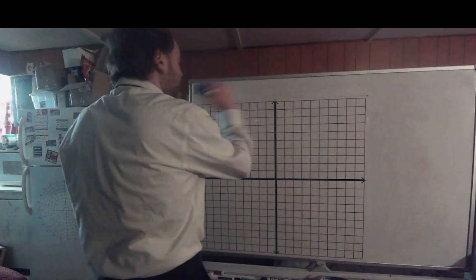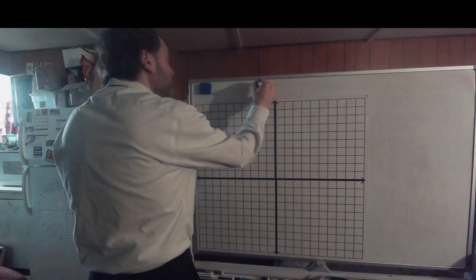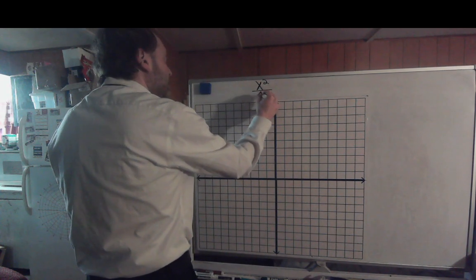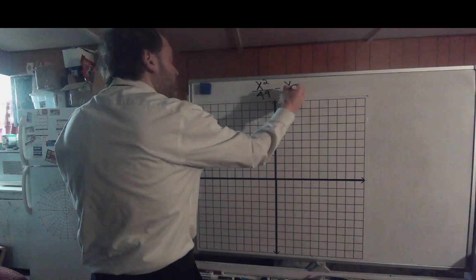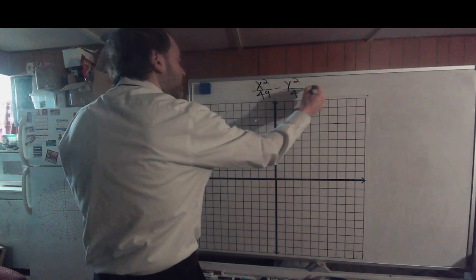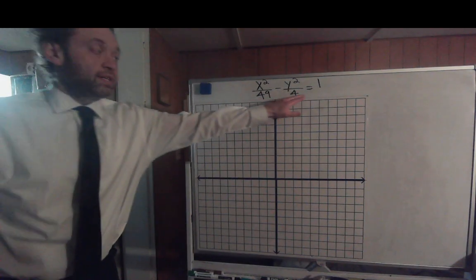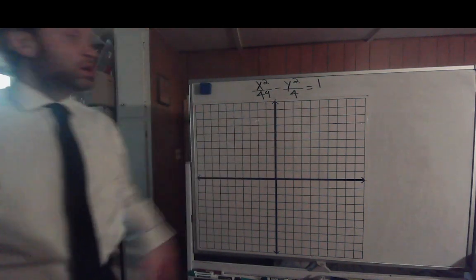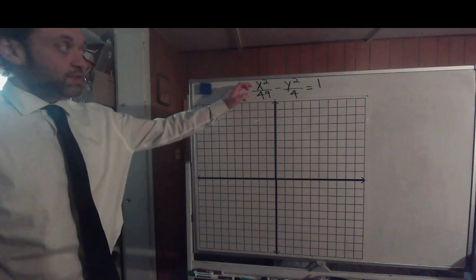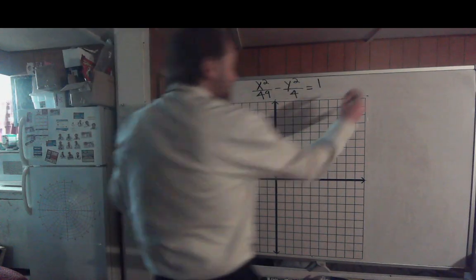Alright, so let's see. We have x squared over 49 minus y squared over 4 equals 1. Well, what's your major axis? The x variable comes first, so definitely the x-axis, right? So the x-axis is the major axis.